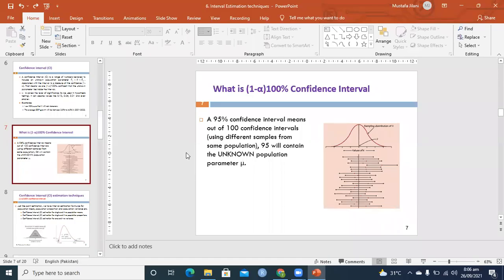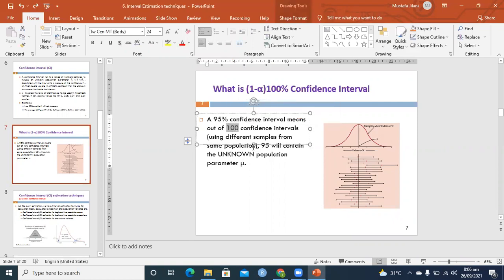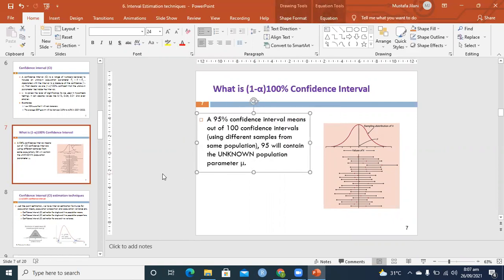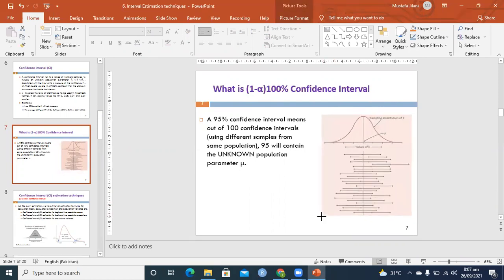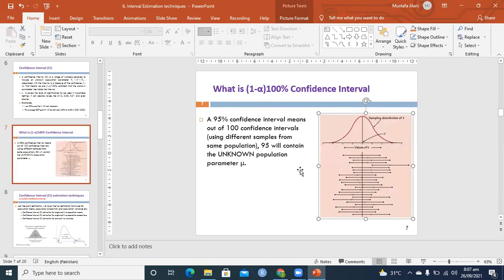So we can understand a 1 minus alpha times 100% confidence interval here. A 95% confidence interval for the sample mean and population mean means we have 100 confidence intervals, and from those 100 confidence intervals, 95 of the intervals contain the unknown population parameter. Here, because we are using the normal distribution, we are talking about the population mean mu or the population proportion p.